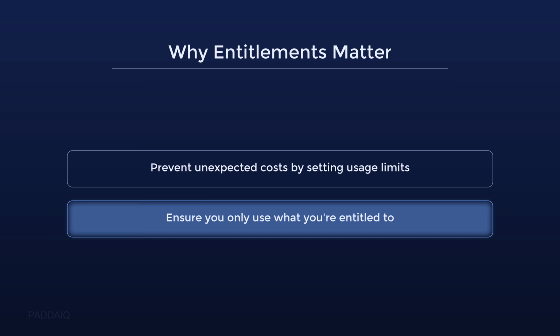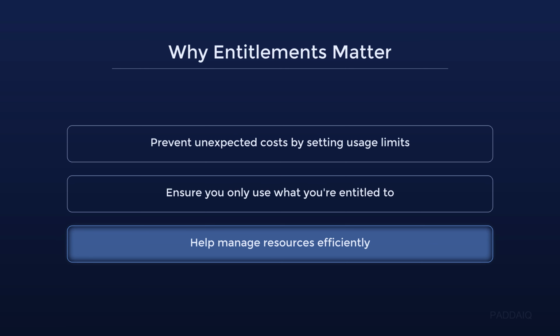Ensure you only use what you are entitled to. This means using only the SAP BTP services and resources your company has purchased. For example, if entitled to 5 GB of HANA database, using 10 GB would violate this. Staying within entitlements prevents unexpected costs and compliance issues.